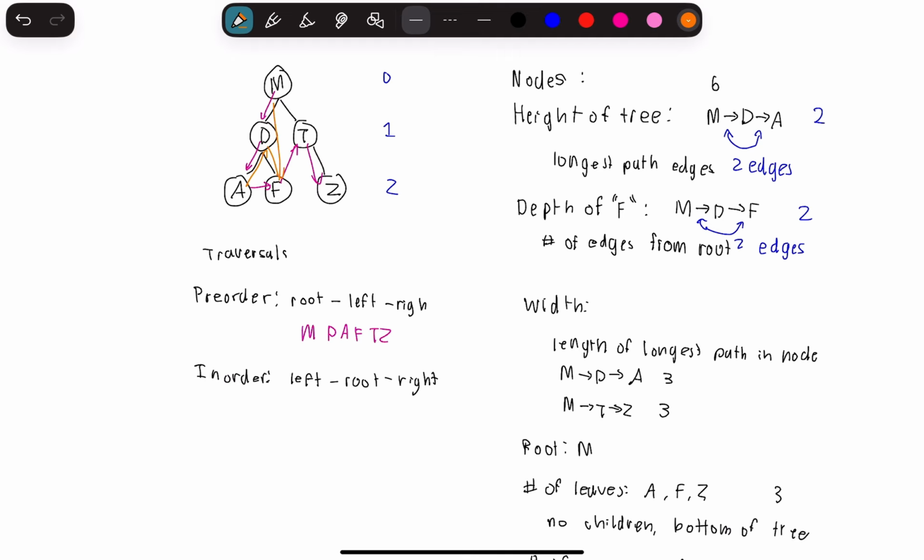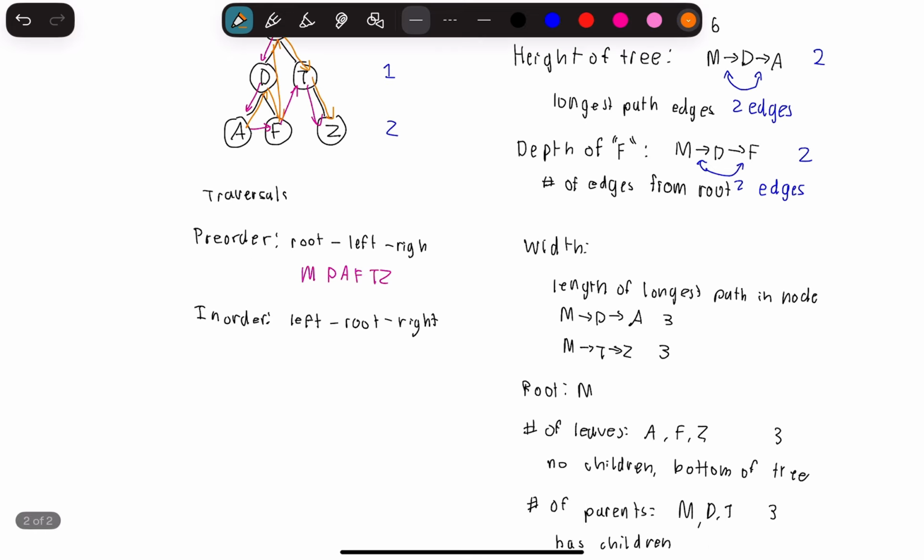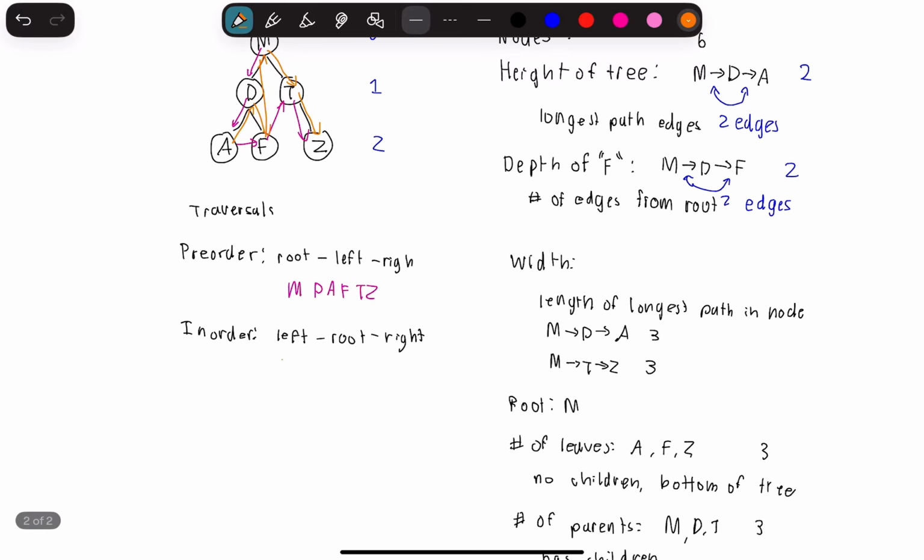because we have to go to the root. Now from M, we have to go right. So we're at T. And then from T, we have to go right again. Finish this. So we are at Z. So we can write for our in order A, D, A, F, D, Z, T, M.